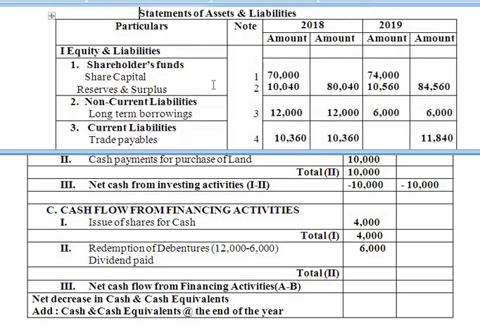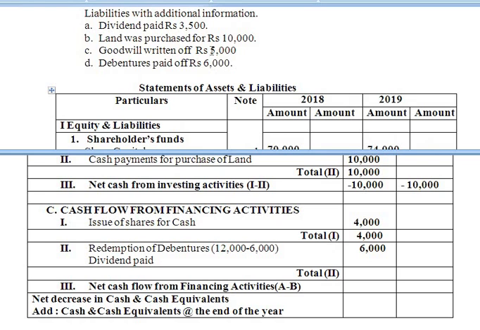Now check the additional information. Dividend paid. So on what did we pay dividend? Share capital. So this is a financing activity. So right here, dividend paid. How much dividend has the firm paid? 3,500. Dividend paid is 3,500. Now make the total here. 6,000 plus 3,500, the total is 9,500. This 9,500 is what?